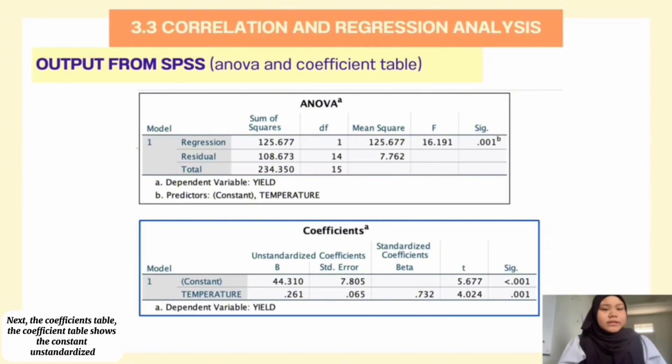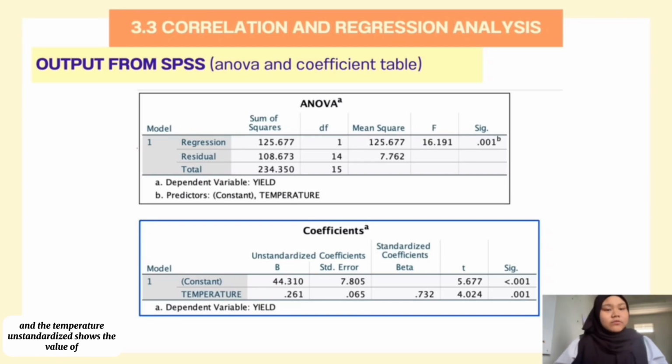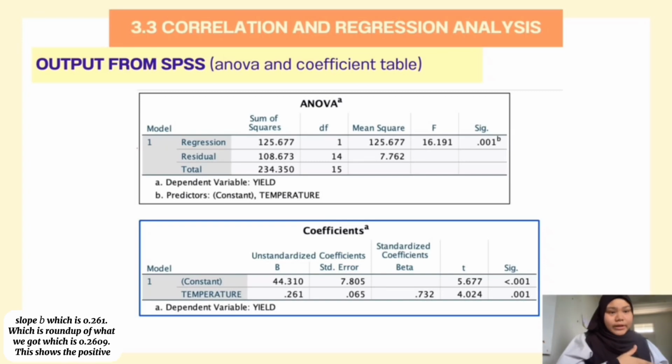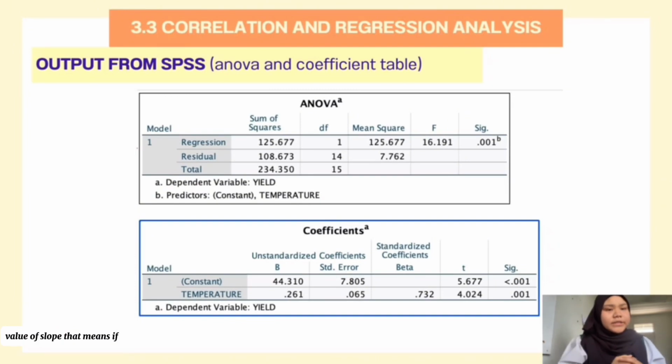Next, the coefficient table. The coefficient table shows the constant unstandardized, which shows the value of intercept A, which is 44.310, the same as what we got. The temperature unstandardized shows the value of slope B, which is 0.261, the rounded value of what we got, 0.2609. This shows a positive slope, which means if temperature increases, then the percentage of yield will also increase.